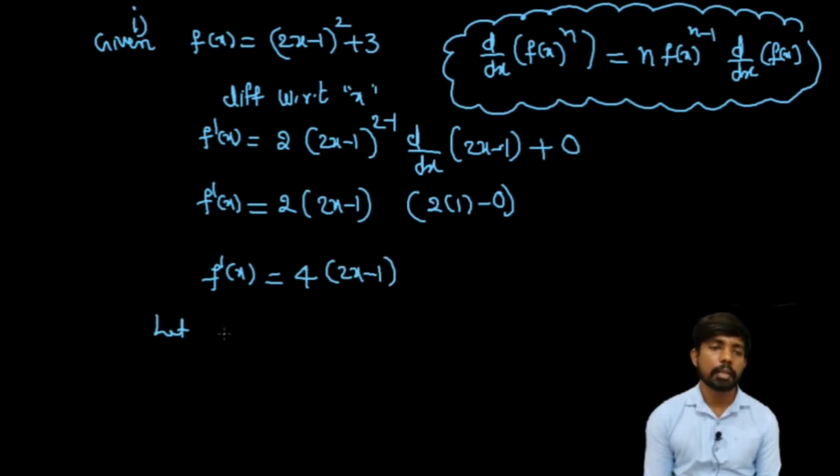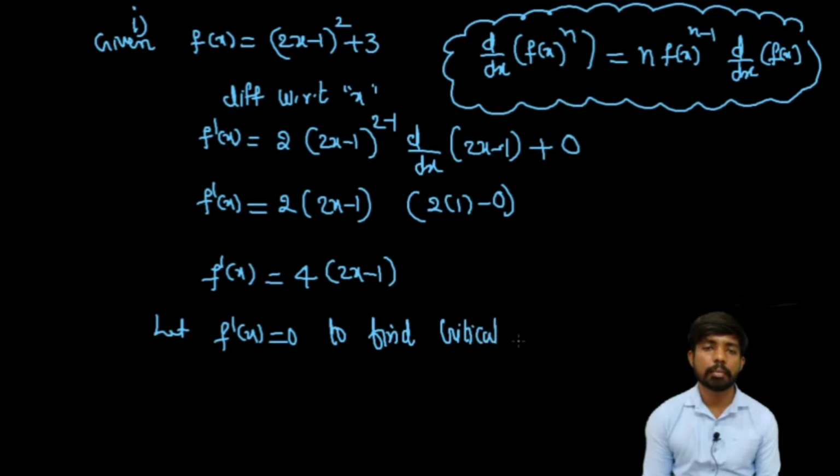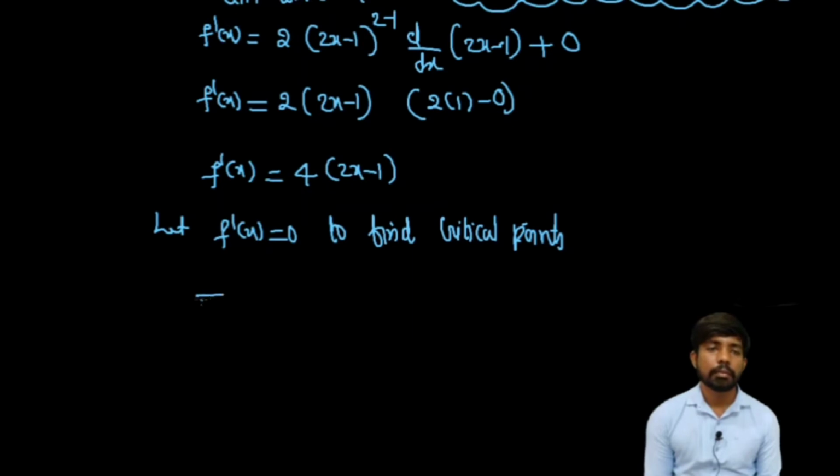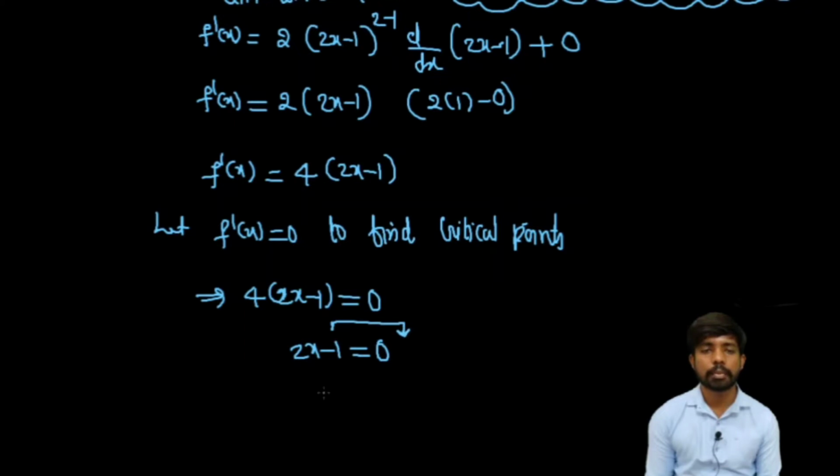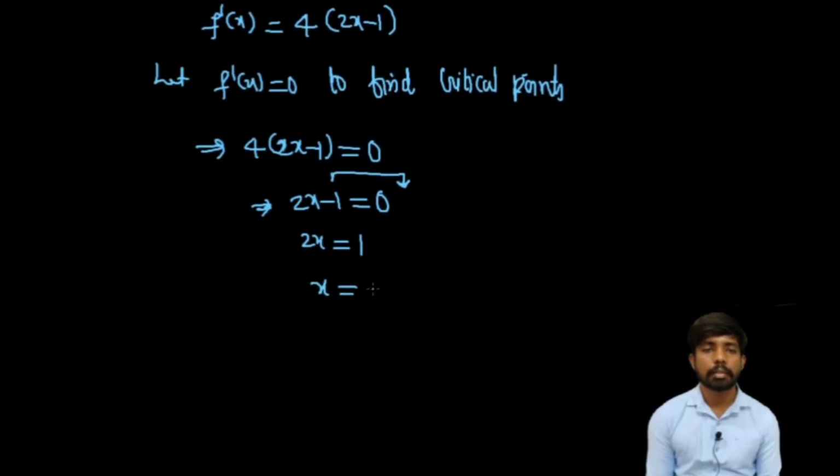Now let f dash of x equal 0 to find the critical points. So here f dash of x is 4 times 2x minus 1 equals 0. Sending 4 to the right hand side, it becomes 0. So 2x minus 1 is equal to 0. Sending minus 1 to the right hand side, it becomes plus 1. Sending the multiple 2, it becomes divide. So x is equal to 1 by 2. This is a critical point, we got it.